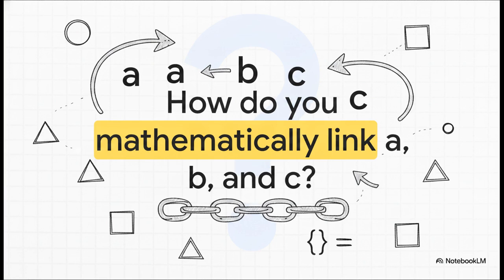To start off, we really have to tackle a fundamental problem. How do you take distinct, separate variables, like an A, a B, and a C, and find a logical, mathematical way to connect them seamlessly? In our source material, this isn't just some theoretical exercise. It's a foundational skill for solving complex equations and understanding relative values. We need a structure that binds them all together.